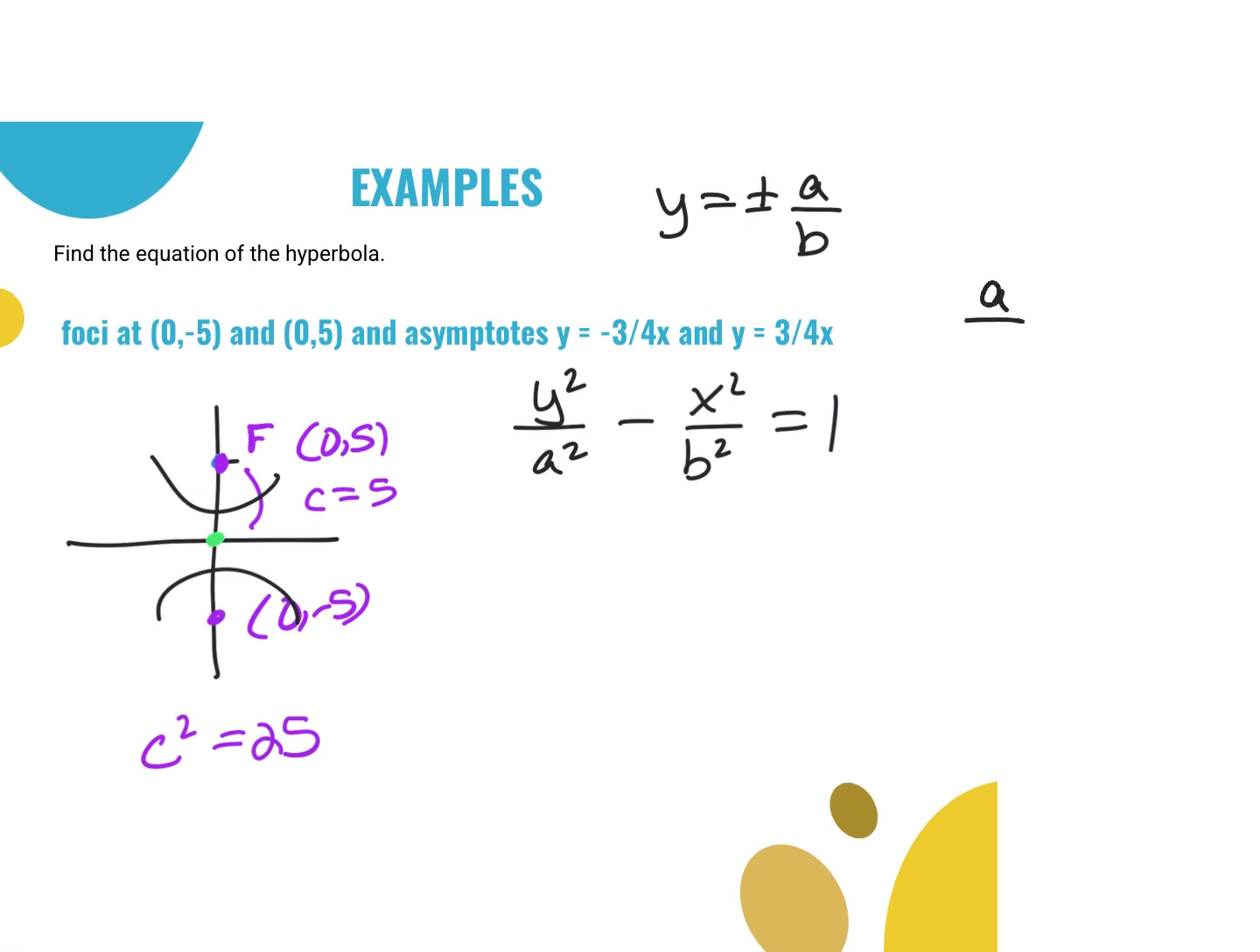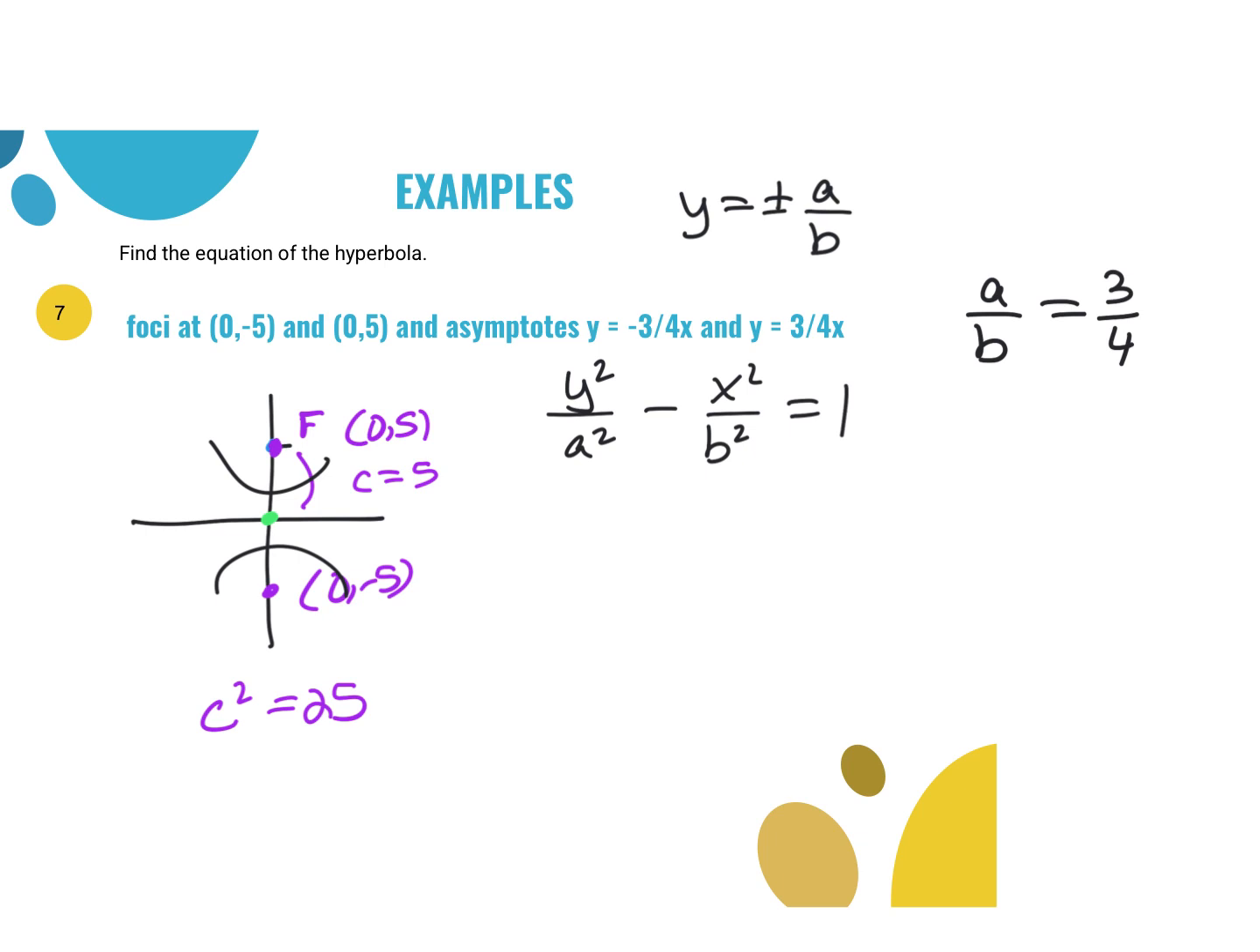I can take a over b, set that equal to 3/4. And then I can go ahead and solve this proportion. Now, I don't know anything about a or b, so I'm actually going to have an answer here with two variables in it. So I'm going to do the cross products: 3 times b, a times 4. You can solve for either a or b, it doesn't matter. I'm going to solve for b. So I get 3b is equal to 4a. I'm going to divide both sides by 3 because I'm trying to isolate b, and I get 4/3 a.